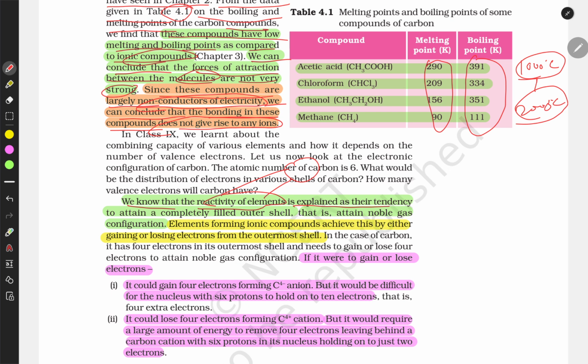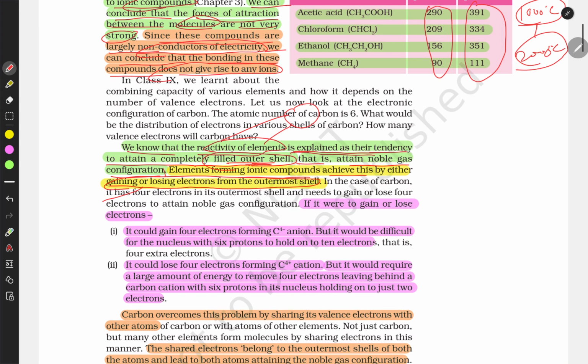So we know that the reactivity of an element is explained as the tendency to attain a completely filled outer shell, that is, to attain the noble gas configuration. Elements forming ionic compounds achieve this by either gaining or losing electrons in the outermost shell. So gaining or losing electrons is what happens in ionic compounds. What will happen in the case of carbon?